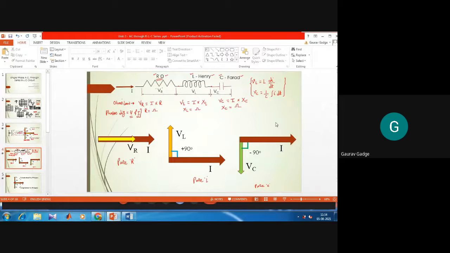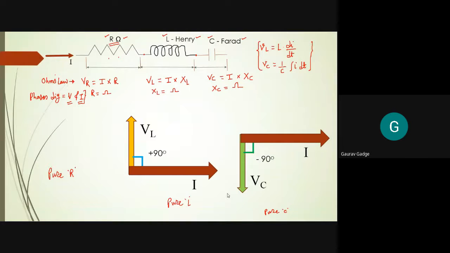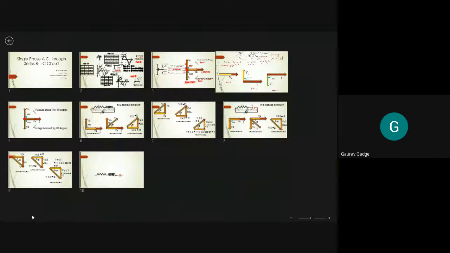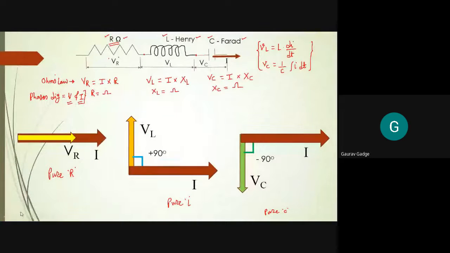Now we have to see the next load. But before that, I just want to share one example. The example is the same one I took last time, so all of you please take this example.